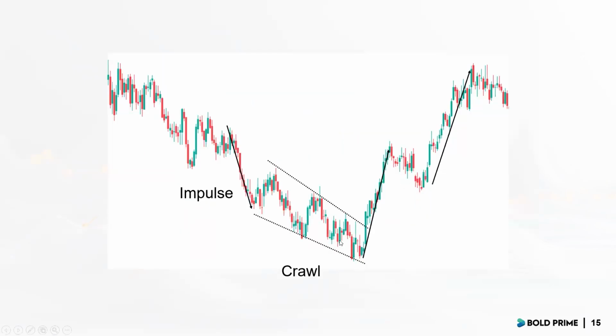Right? You see the market continue to drop, but it's slowing down. There's a lot of overlapping. And then we get a reversal, and then the market forms a correction, and then a continuation. Okay. Now, how does this get applied to the live market environment?